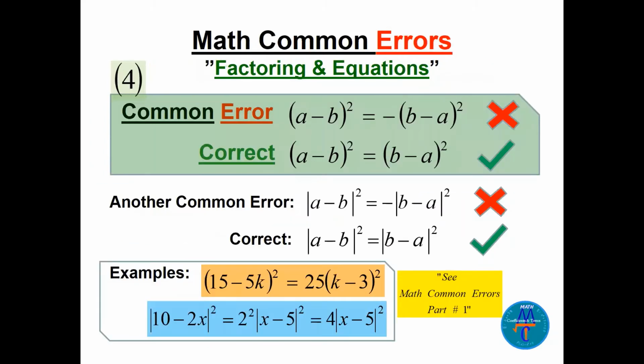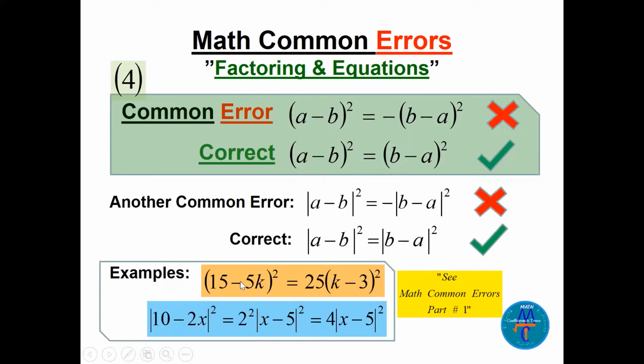That's the idea. Now, number 4, in the factoring and equations: a minus b all squared is the same as b minus a all squared, that's the correct one. This is the mistake. If you take a minus outside, there is a square, so it should be squared. If you leave the minus outside, that's wrong. Same thing happens in absolute value: absolute value of a minus b all squared is the same as the absolute value of b minus a all squared.